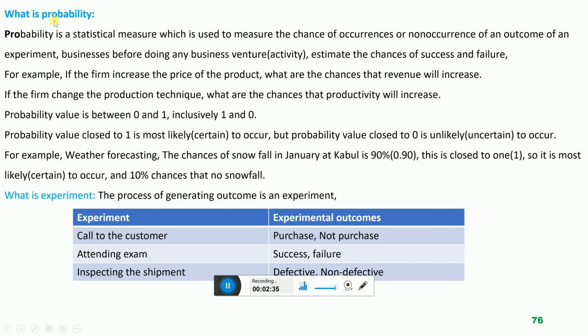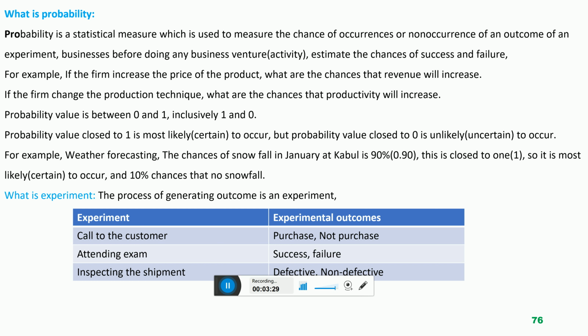So probability is a statistical measure which is used to mathematically measure the chance of occurrence or non-occurrence of any particular outcome of an experiment. The probability value will be between 0 and 1. The assigned probability to any outcome must be between 0 and 1, inclusively 0 and 1, meaning the calculated probability can be 1 or can be 0 or can be between 0 and 1.